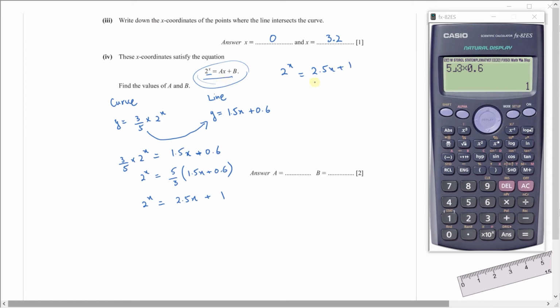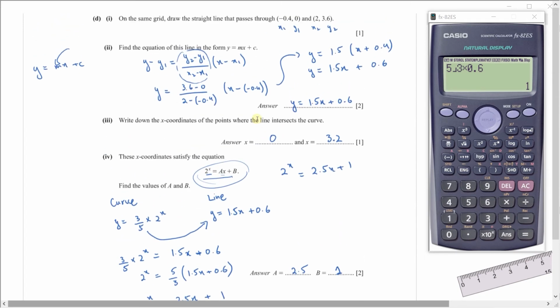Now if I compare them directly, I have 2^x on one side. The coefficient of x here is a. The coefficient of x here is 2.5. So that means the value of a is 2.5. And the constant value, which has no variable x, is b here. And the constant value here is 1. So b must be equal to 1. So that's how you will solve this.